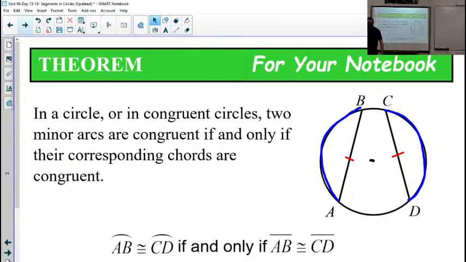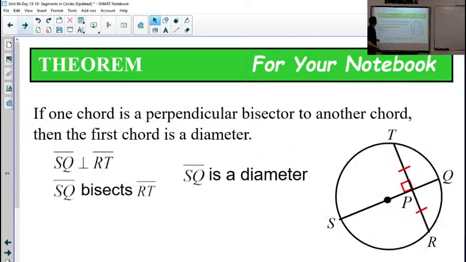This is also going to be two if-then statements wrapped into one, but I'm actually going to talk about them separately. So first one. If one chord is a perpendicular bisector to another chord, then the first chord is a diameter.